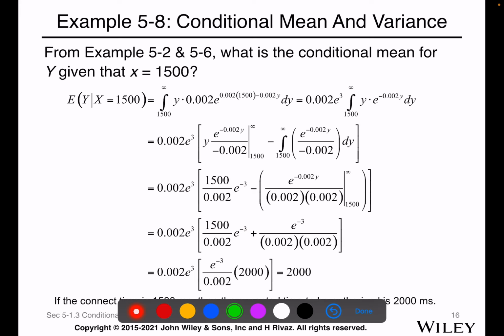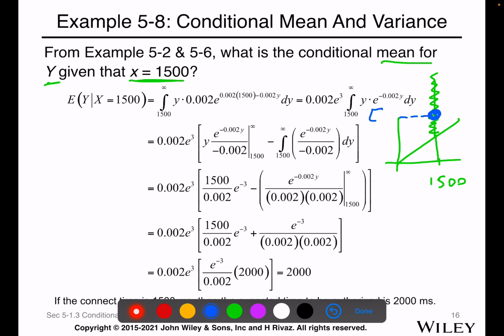So for the same running example, we want to calculate the conditional mean for y, given that x is 1500, right? Remember that thing that we drew? I know that my x is 1500, so it means that I'm somewhere here, and I want to find out what is the average value of y. The average value will be something here. This is the expected value of y given x is 1500. I want to find this value.